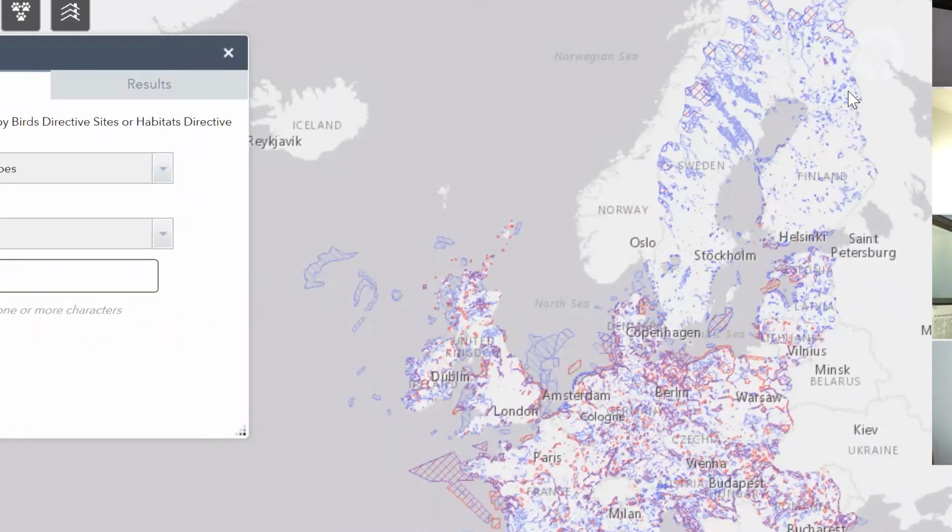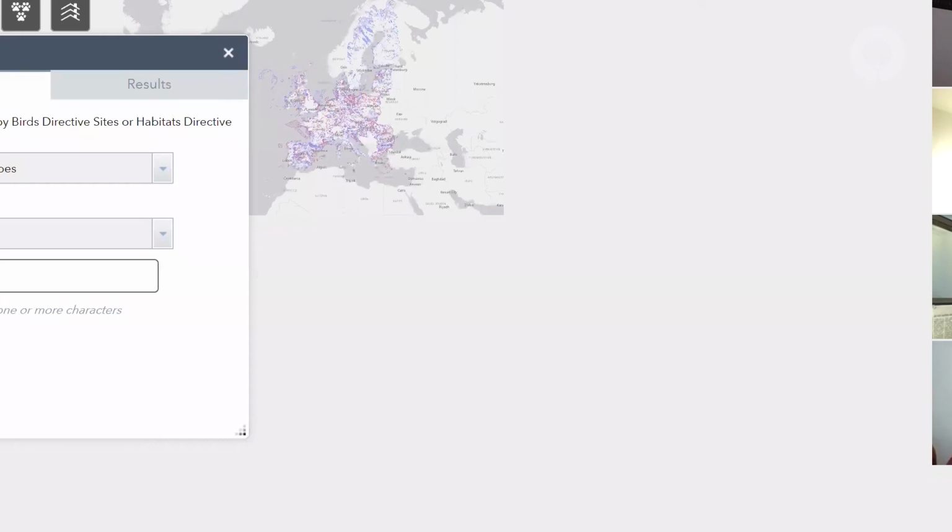So I'm just going to go through a little exercise here, a little demonstration, and this will be the basis, as I said, of your task. So if we go into the Natura 2000 viewer, I'm going to go up to the top first, and I'm going to just use the basic search to find a place. I'm going to find Scotland.